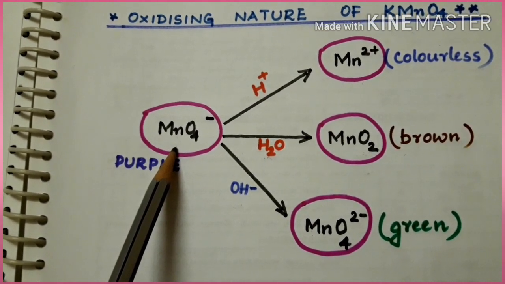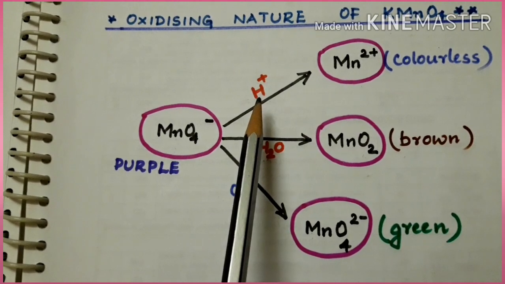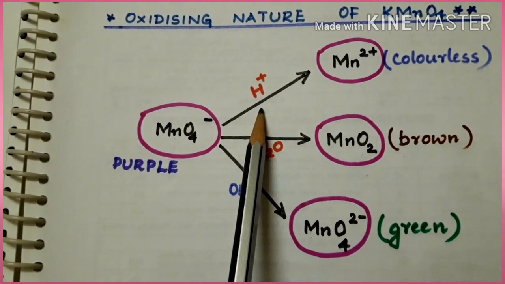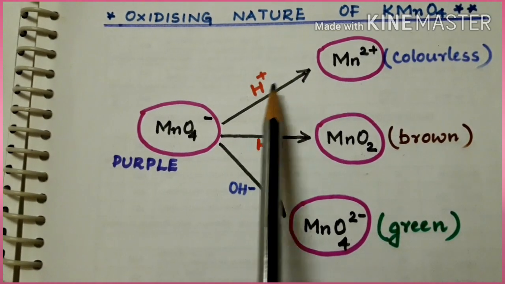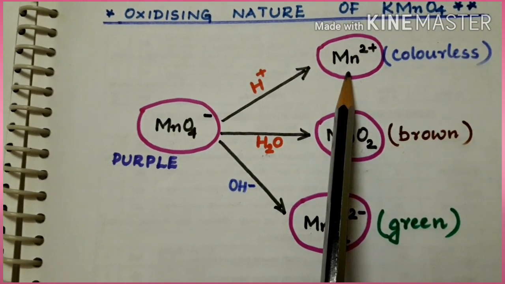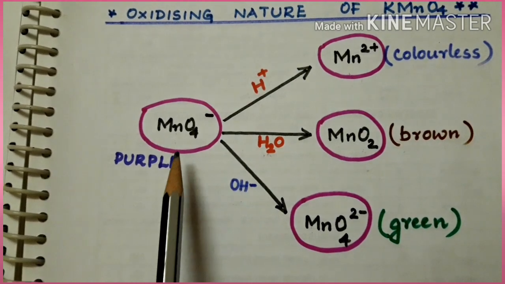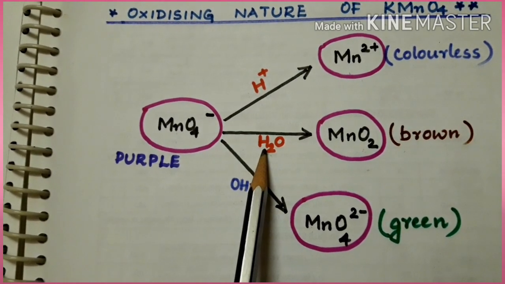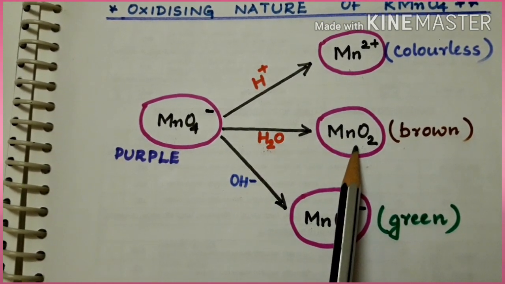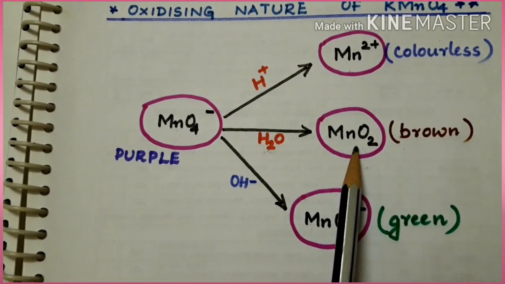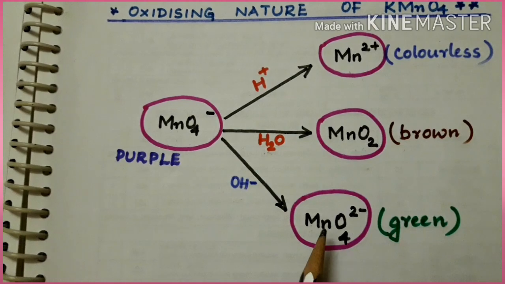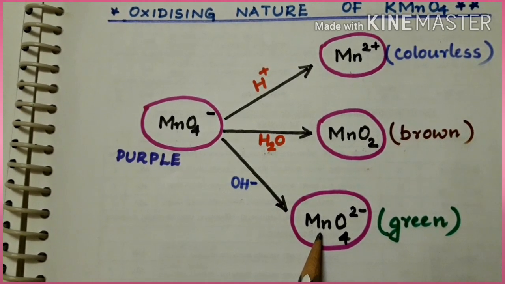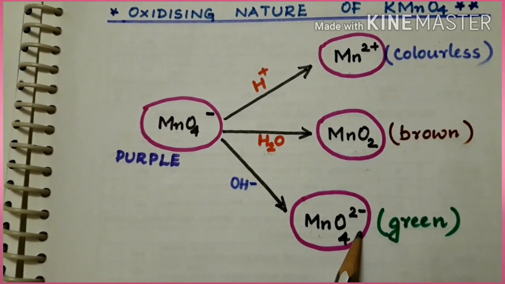When potassium permanganate reacts in acidic medium in the presence of a reducing agent, it gets converted to colorless Mn2+ ions. On the other hand, in neutral medium, it gets converted to brown colored MnO2. And in basic medium, it gets converted to green colored manganate ions, MnO4 2-.